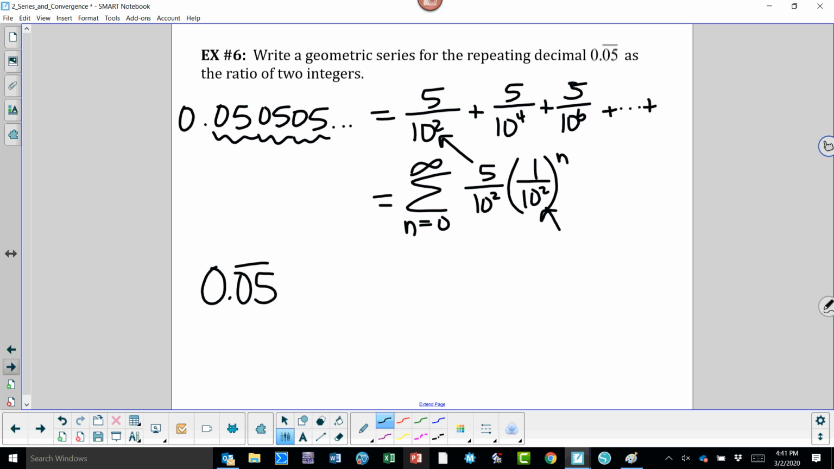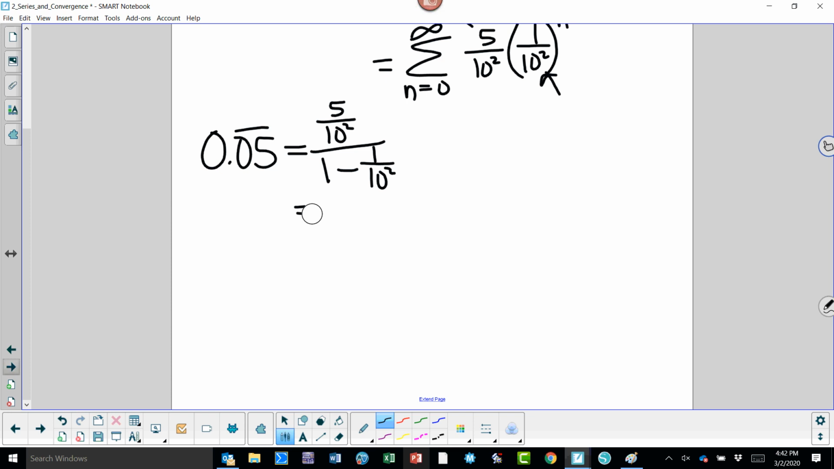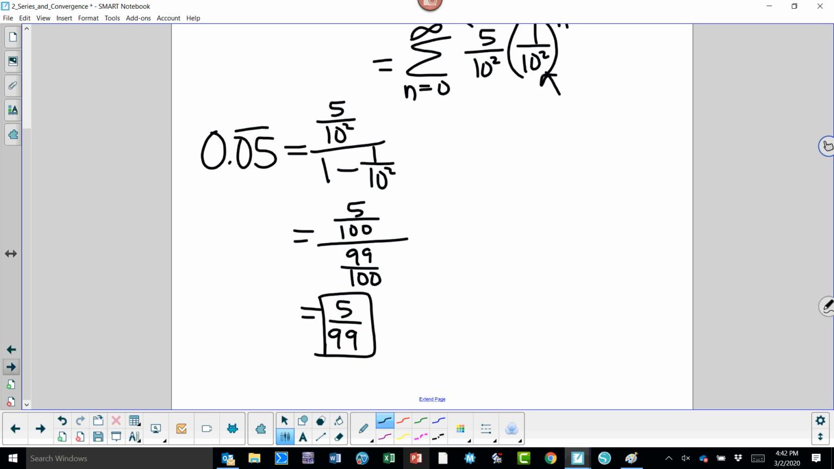So that means 0.05 to infinity is going to equal the sum of this series. And the sum of this series is the first term, which is 5 over 10 squared, over 1 minus the ratio, which is 1 over 10 squared. So again, you can simplify this in a number of ways. It's not that big of a deal here because we just have 5 over 100 over 99 over 100. So we can see that's 5 over 99. And then if you do 5 over 99 in your calculator, you'll see 0.05, 0.05, 0.05, etc.